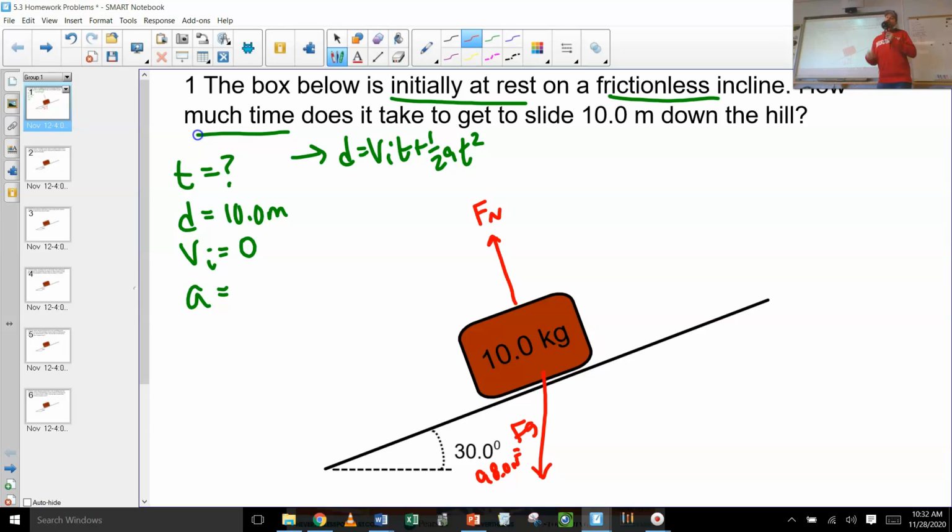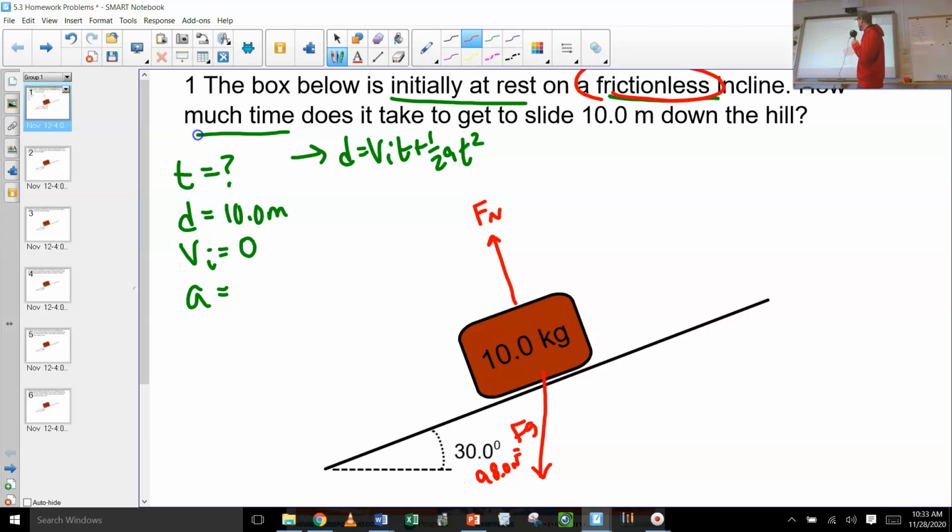Now, normally there would be friction, and it depends on which direction this thing is moving. If it's moving up the hill, friction opposes your motion. If you're moving down the hill, friction opposes your motion. So friction is one of those forces that goes on either side, but because this is frictionless, we don't have to worry about friction right now.